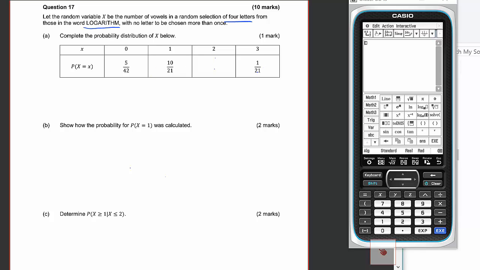So we know that these have to add up to 1. So all we're going to do here is 1 take away 5 over 42, take away 10 over 21, take away 1 over 21. And that gives us 5 over 14.